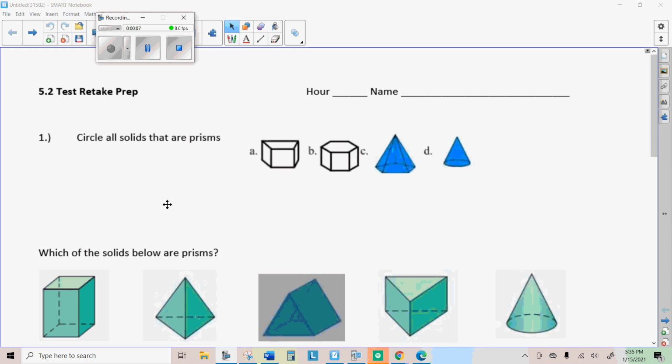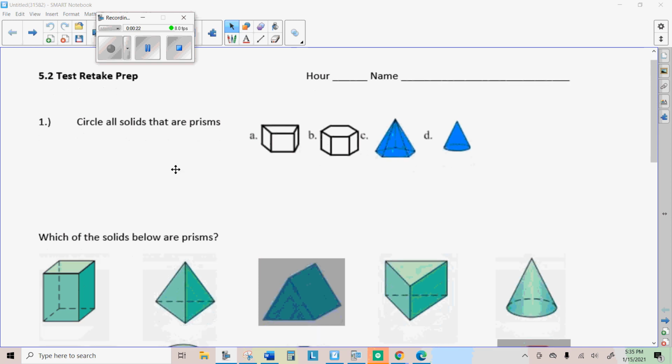If you're watching this video, then you're wanting to retake the 5.2 test. This is all about finding the volume of prisms and cylinders. So we'll go over that one at a time.